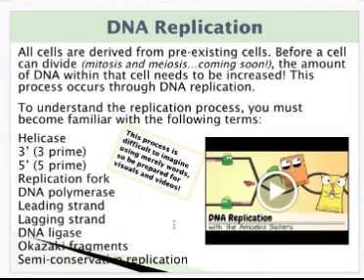So what I'd like us to look at today is DNA replication. It's quite a complex process, but when you break it down, it is very simple and it makes sense. So all cells, as you know, are derived from pre-existing cells. And before a cell can divide, so think mitosis and meiosis, which we'll be looking at soon, the amount of DNA within that cell needs to be increased. And this is where replication comes in. It's the process where one DNA molecule is duplicated to make two identical DNA molecules so that the next generation of cells can contain the exact same genetic information.